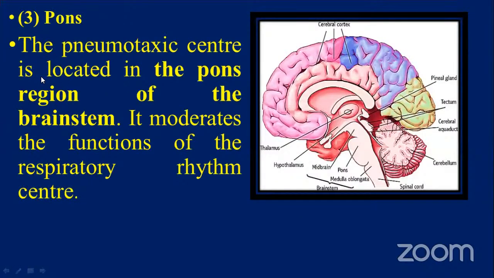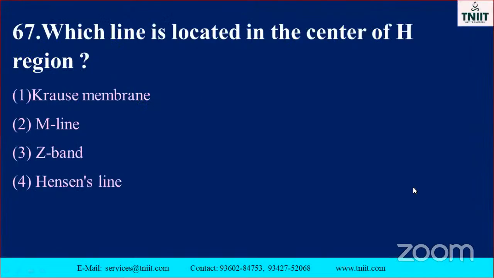The pneumotaxic center is located in the pons region. So this is called the pons region. Okay. This part is called pons. In this area, the pneumotaxic center is there. Okay. See that region of the brain stem. This is called the brain stem. Sometimes they may ask the question: the brain stem is also connected to the spinal cord.